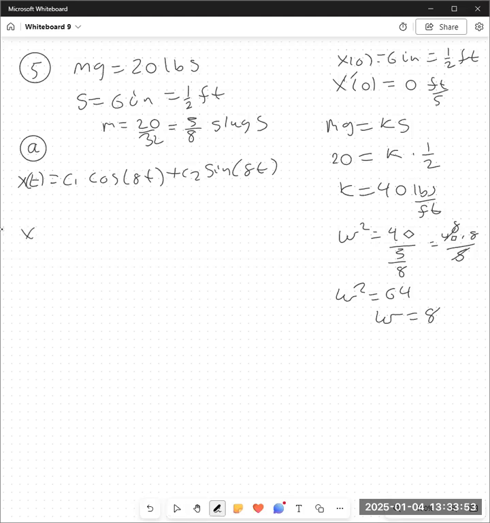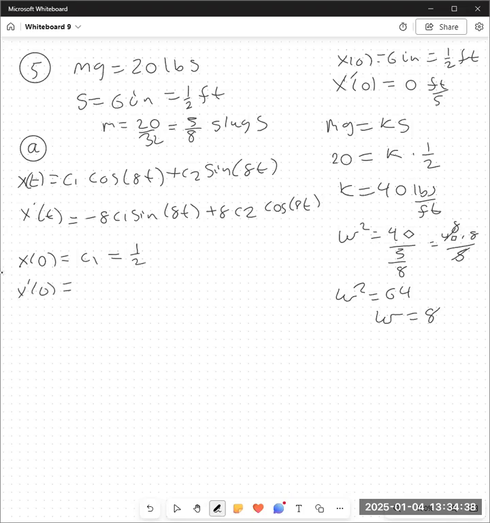My x prime, which I'll need for part B, x prime of t is equal to negative 8 C1 sine of 8t plus 8 C2 cosine of 8t. Actually, let's do all this right now so I can get the constant coefficients. So x of 0 is C1, which is equal to 1/2. x prime of 0 is going to be 8 C2, which is equal to 0. C2 is 0. So my x of t that I'm going to need for part A is 1/2 cosine of 8t.